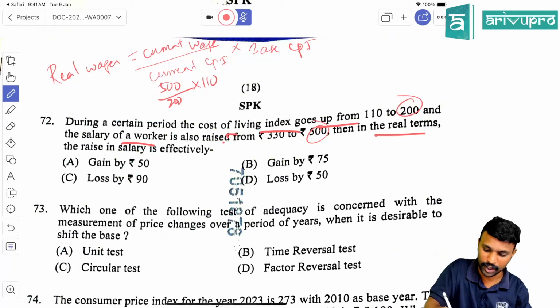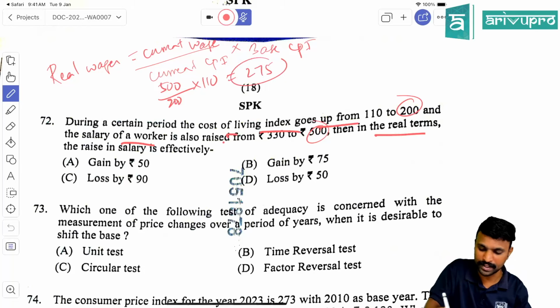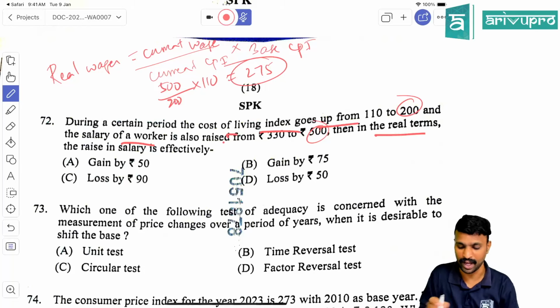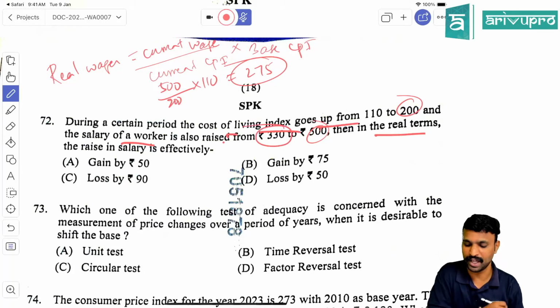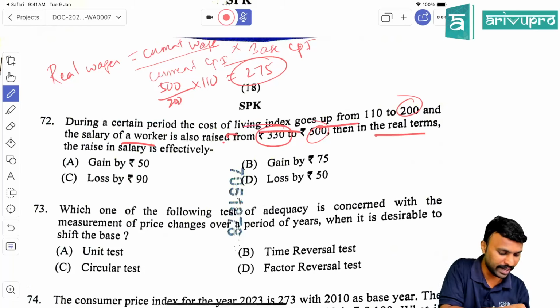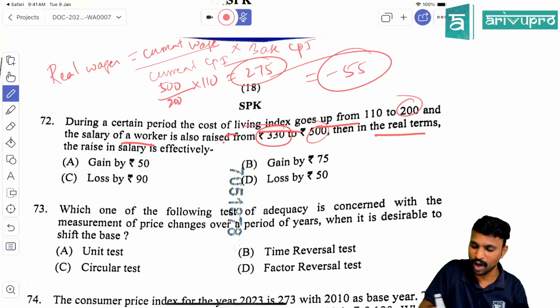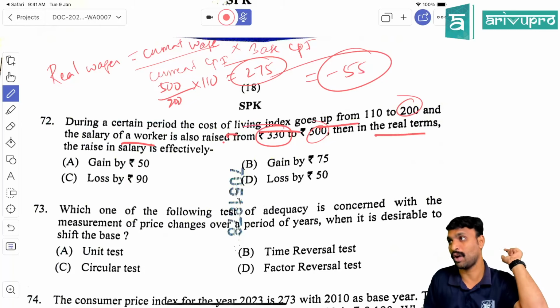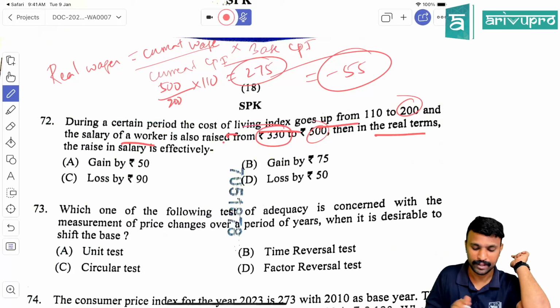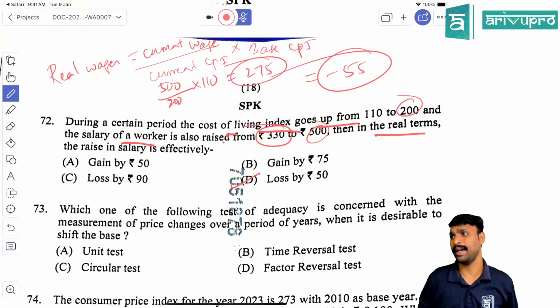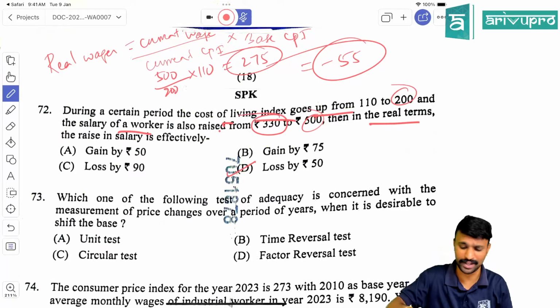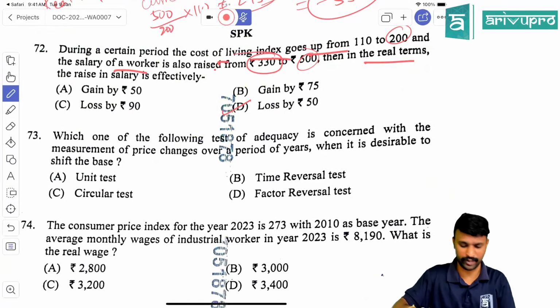The result is 275. So real wages comes out to be 275. That is comparable with the base year wages. So 275 minus 330, if you do, you get minus 55. That means there's a loss of 55 rupees. There's a loss of 55 rupees. That means the nearest answer is option D. Loss by 55 rupees actually, but the nearest answer only we can take, loss by 50.